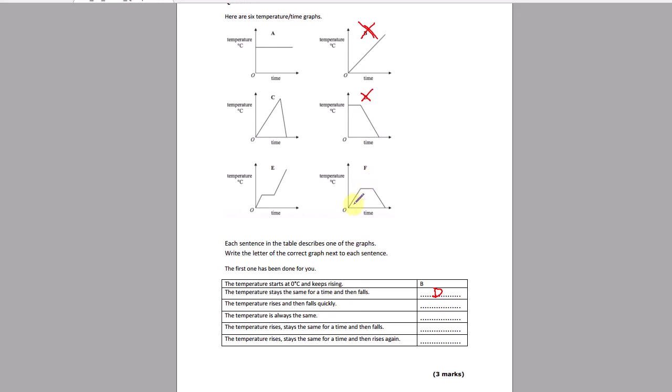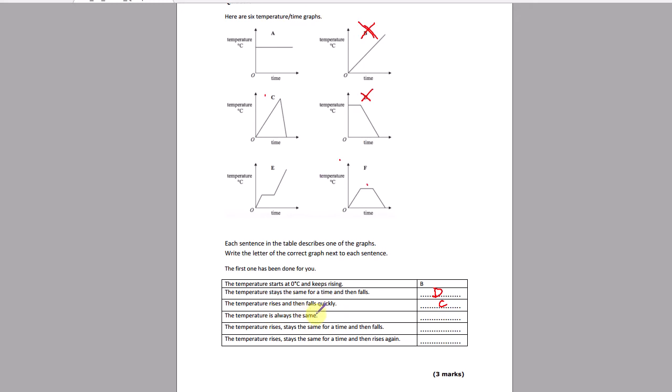So rises, then falls quickly. Rises, stays steady, then falls at the same rate. This one rises, stays steady, and then rises again. So we're left with this one that rises, then falls. That matches the description. So these two are sort of possible. This one's got a steady state, which says probably not F, but the quickly says that this is a sharp, steep line. So it rises at maybe 5 degrees per minute, and then drops 10 degrees per minute. It drops a lot quicker. Okay, so the steepness there suggests C.